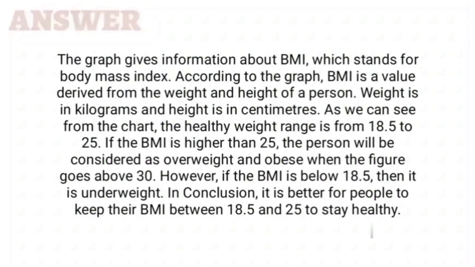As we can see from the chart, the healthy weight range is from 18.5 to 25. If the BMI is higher than 25, the person will be considered as overweight and obese when the figure goes above 30. However, if the BMI is below 18.5, then it is underweight. In conclusion, it is better for people to keep their BMI between 18.5 and 25 to stay healthy.